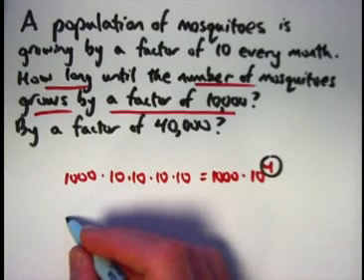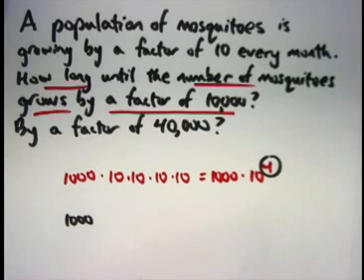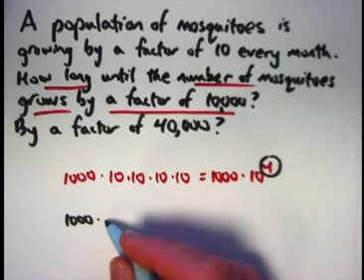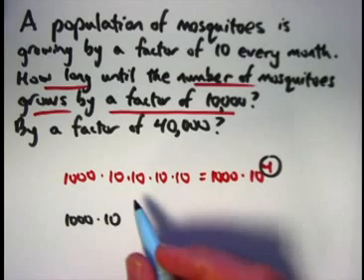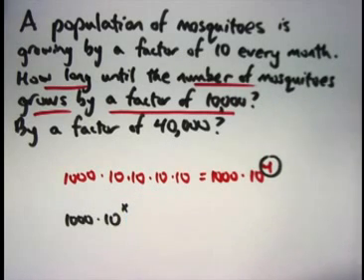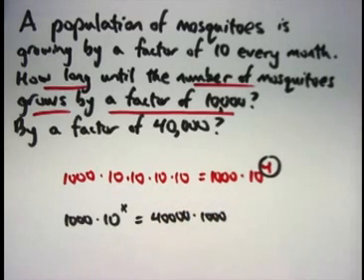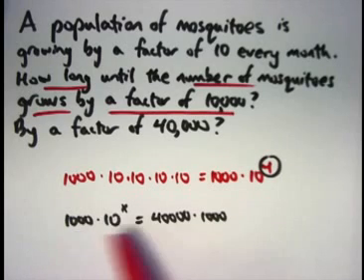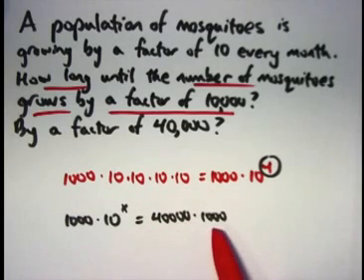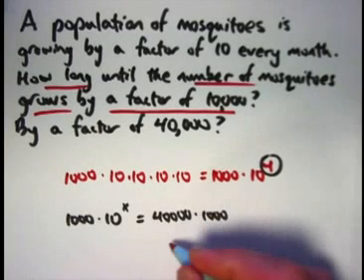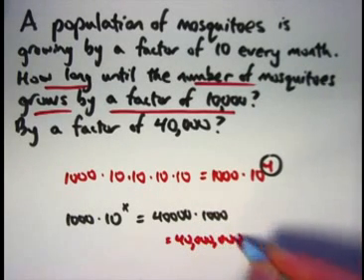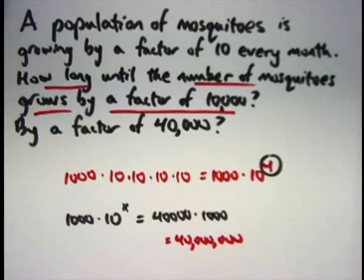Likewise, I want to figure out how long will it take for the number of mosquitoes to grow by a factor of 40,000. The exponent will be the answer. I'm going to write the exponent as an unknown x. How long will it take for the mosquito population to grow from 1,000 to 40,000 times 1,000, which would be, what, 40 million. The exponent is the answer, whatever that exponent is.